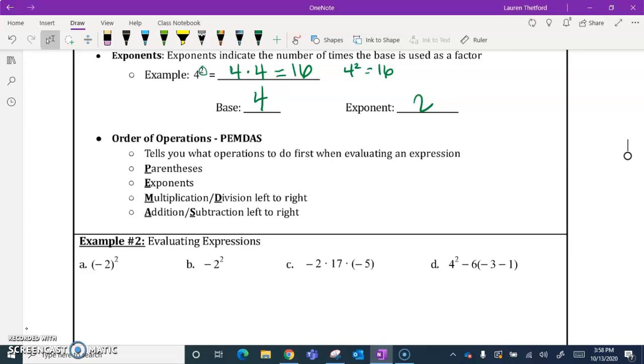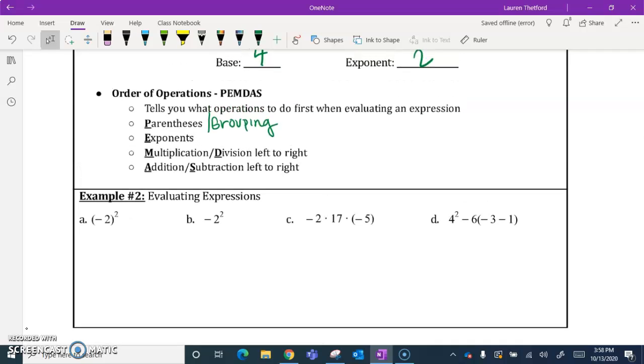Keep in mind, PEMDAS, some teachers use GEMMA in your past, but this is saying that there's a specific order that we have to do math in, and it's called order of operations. And so whenever we have order of operations, we do parentheses or grouping first. Sometimes you'll see grouping here. Then we have exponents. Then we have multiplication and division. And then addition and subtraction.